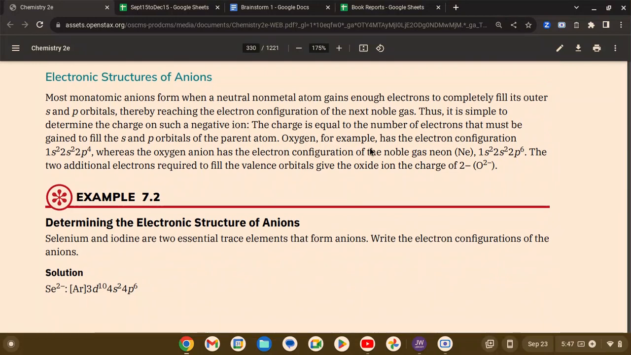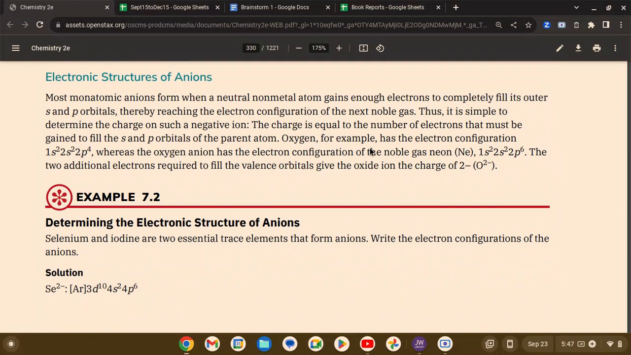Electronic structures of anions. Most monatomic anions form when a neutral nonmetal atom gains enough electrons to completely fill its outer s and p orbitals, thereby reaching the electron configuration of the next noble gas. Thus, it is simple to determine the charge on such a negative ion.